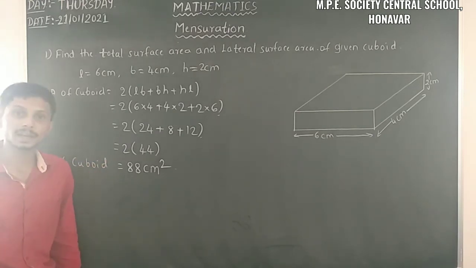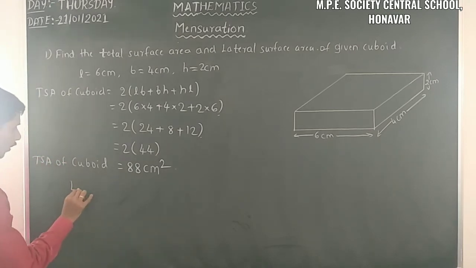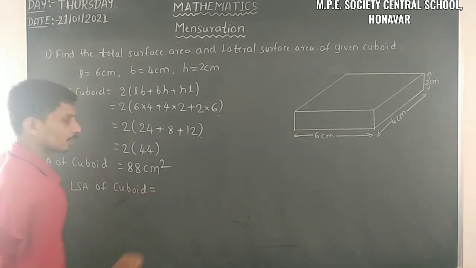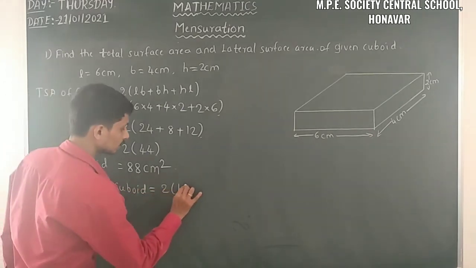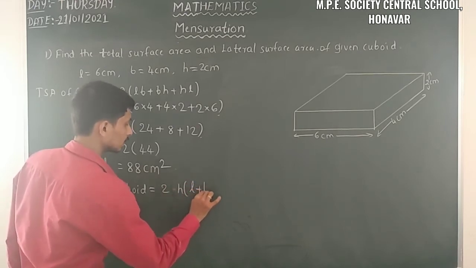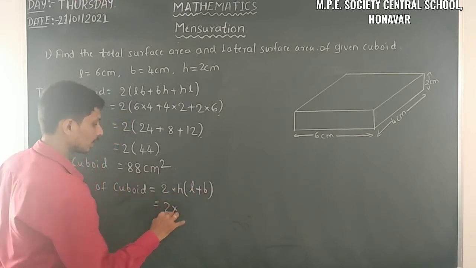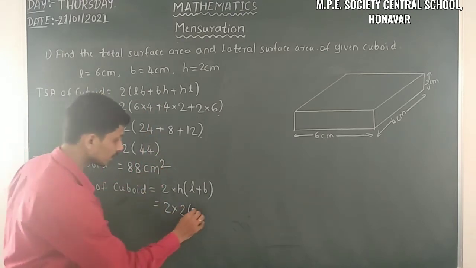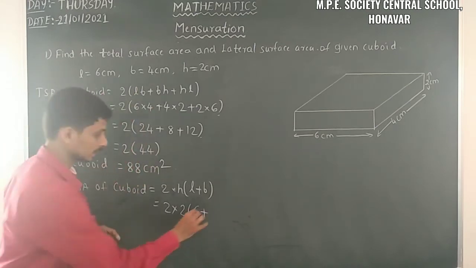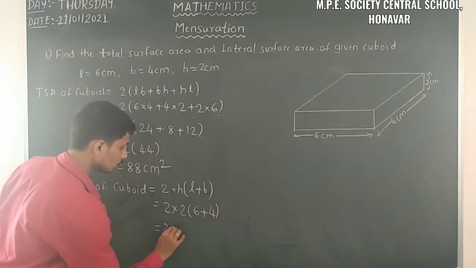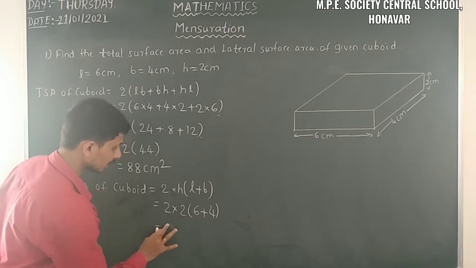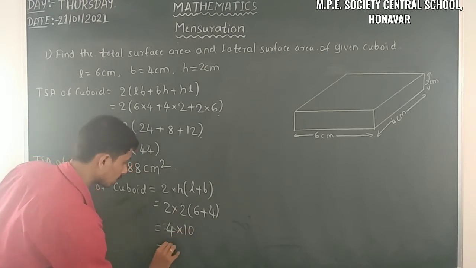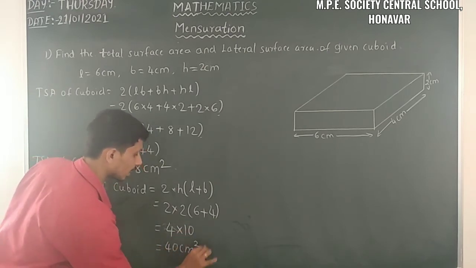Then we have to find out the lateral surface area, that is the LSA of the cuboid. Already we know the formula: 2 into H into (L plus B). The value of H is 2 centimeter, L is 6 centimeter and B is 4 centimeter. So 2 into 2 is 4, into (6 plus 4), which is 10. It is 40 centimeter square is the answer.